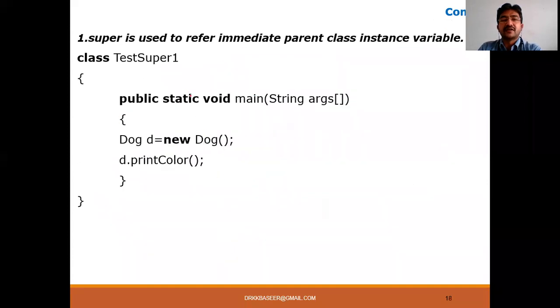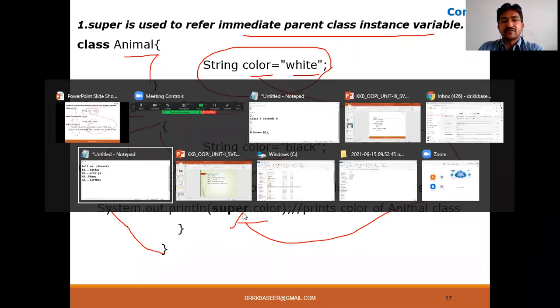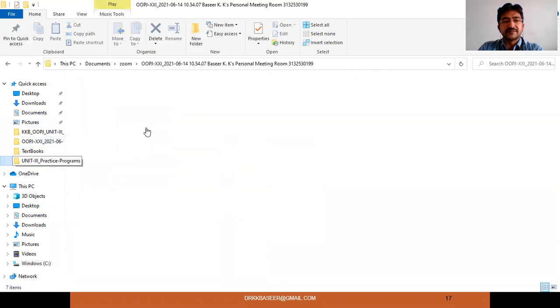Coming to the class we are creating, TestSuper1, and just calling the main method, I'm creating the object for Dog. D is an object of Dog. So d.printColor, when I call this, automatically it will display the color of the child class and the color of the parent class. So directly we can access that one. Now let me run the program so that we can understand very clearly what we are discussing here.